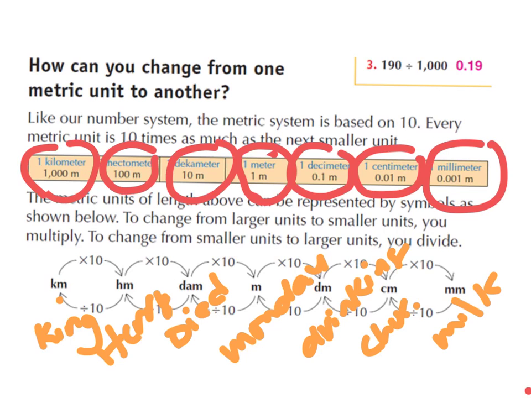The meter is in the middle. The decameter is next over. The hectometer is the next over. Kilometer is the next over. Those go bigger. From meter to decimeter, meter to centimeter, meter to millimeter, those get smaller. So the Monday represents the meter. It's in the middle. The drinking chocolate milk are the smaller ones with the decimal, and the King Henry died are the bigger ones that go the other way.